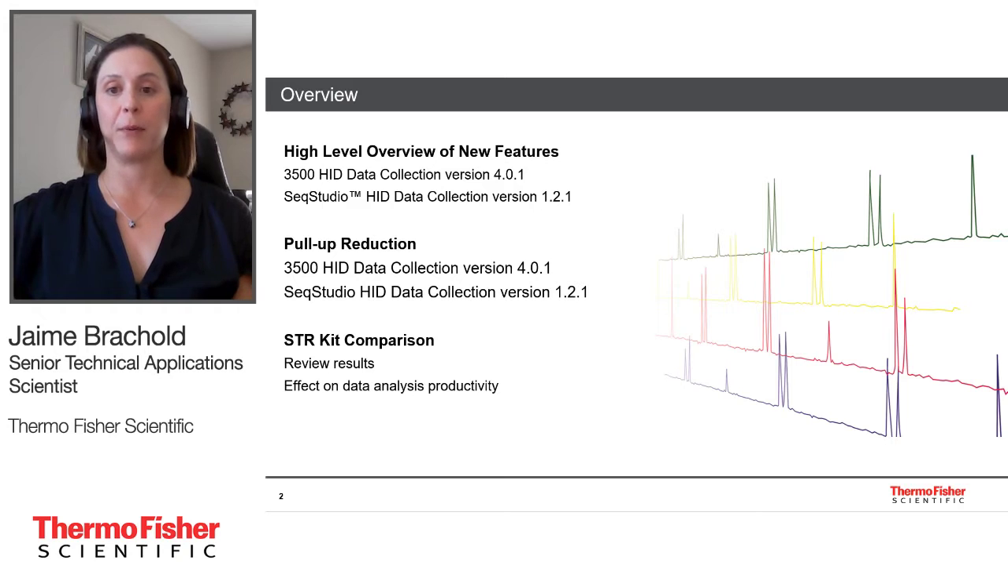Here's a quick overview of what the presentation will cover. We'll discuss at a high level the new features of the latest software versions on each of the CE instruments. Unfortunately, we don't have time to go into great detail on all of the new features, but we will get to drill down into the pull-up reduction aspects, which are similar but do have slight nuances for each instrument. After reviewing the technicalities behind pull-up reduction, we'll jump into an STR kit comparison where we compared pull-up and data analysis across 5 STR kits, 2 from Applied Biosystems and 3 from other manufacturers.